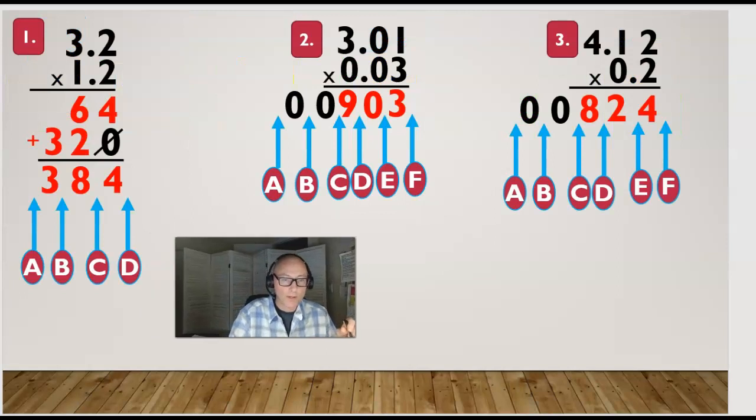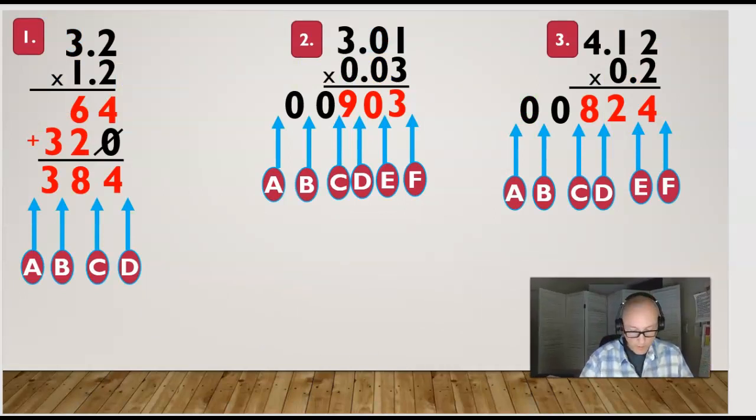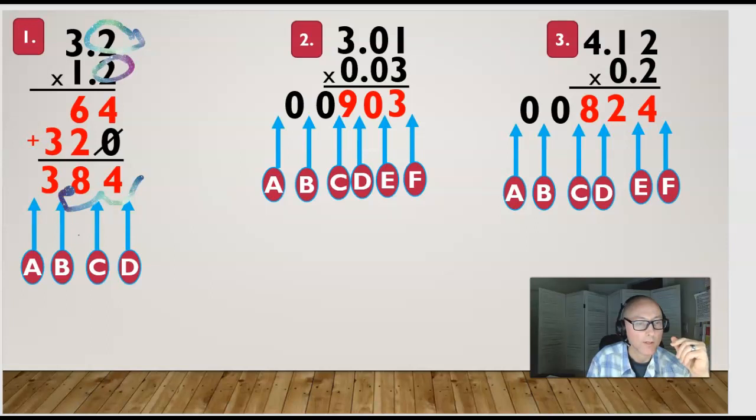All right, so where does it go? Where's the decimal going to go in problem number one? Pause the video, come right back. How many digits are behind the decimal total? One, two. So we're going to count. One, two. There it is, B is the answer.